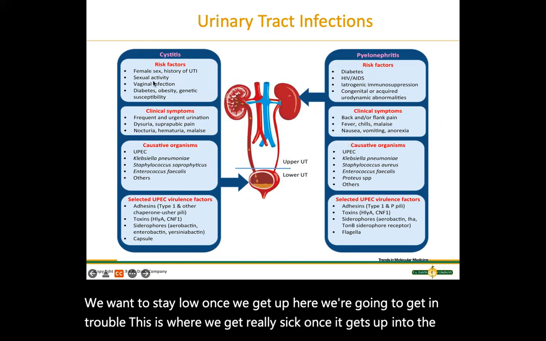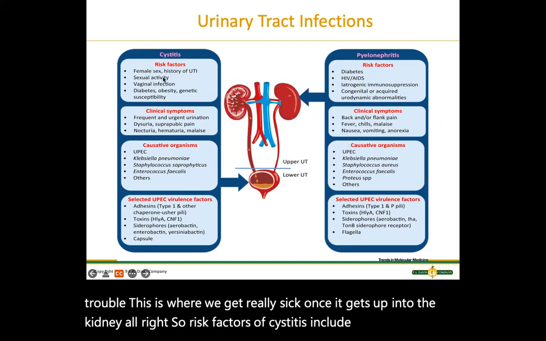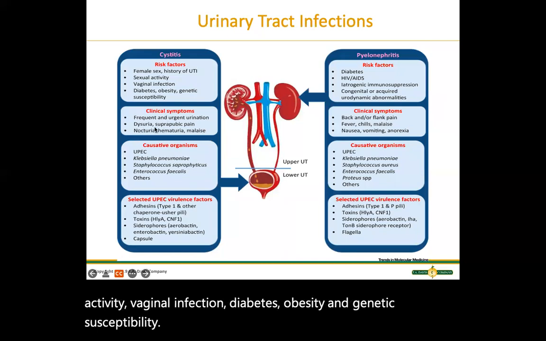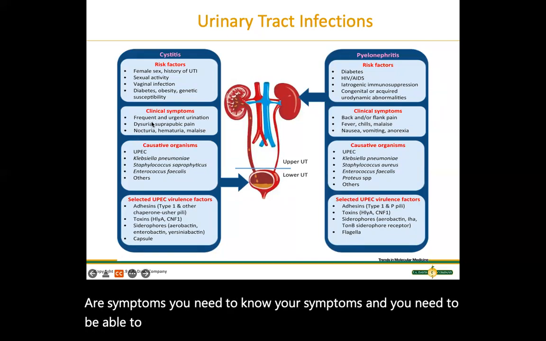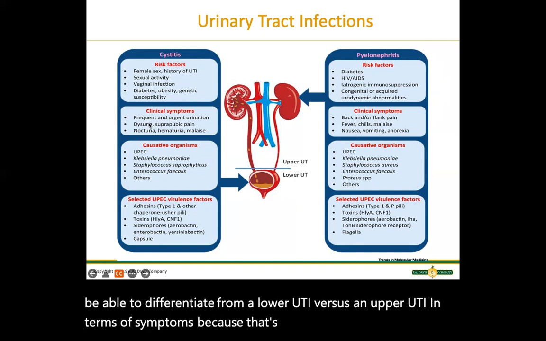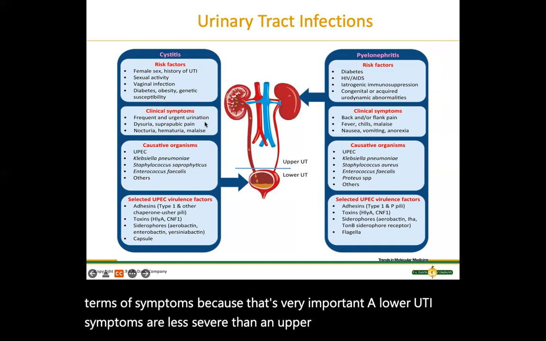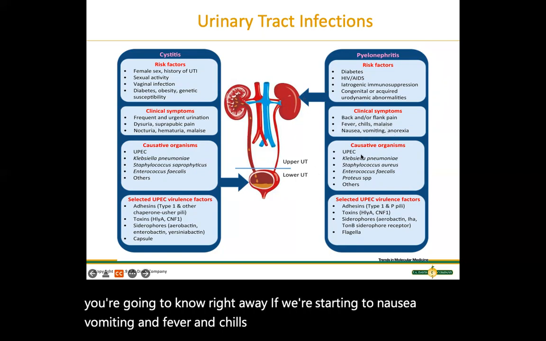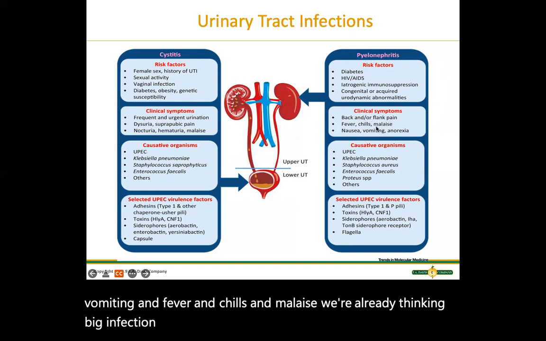All right, so risk factors of cystitis include sex, history of UTI, sexual activity, vaginal infection, diabetes, obesity, and genetic susceptibility. Our symptoms, you need to know your symptoms, and you need to be able to differentiate a lower UTI versus an upper UTI in terms of symptoms, because that's very important. Lower UTI symptoms are less severe than an upper UTI. So that's one thing you're going to know right away. If we're starting to see nausea and vomiting and fever and chills and malaise, we're already thinking big infection, pyelonephritis. Now I have to worry about sepsis. Uh-oh, let's get it together here, right?